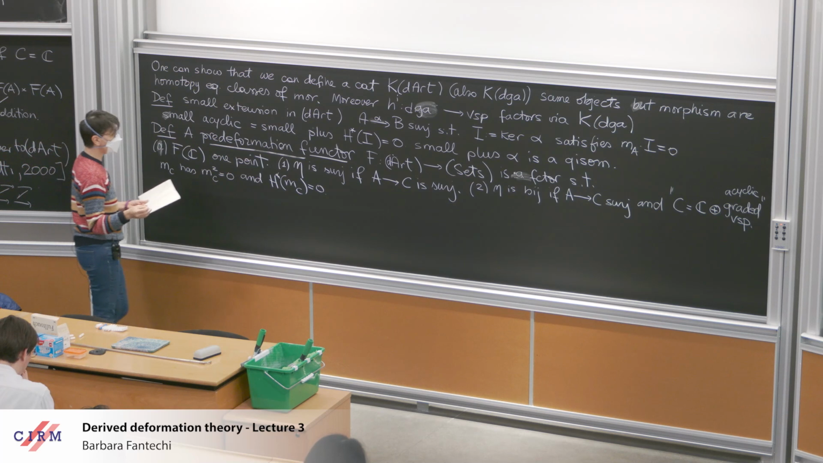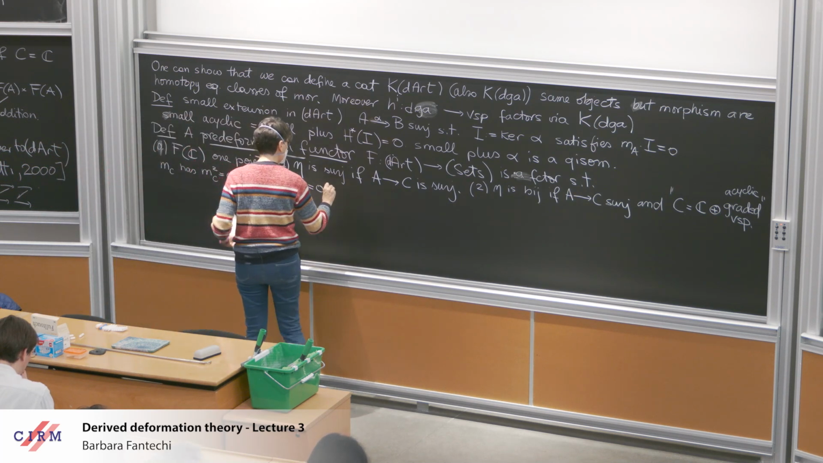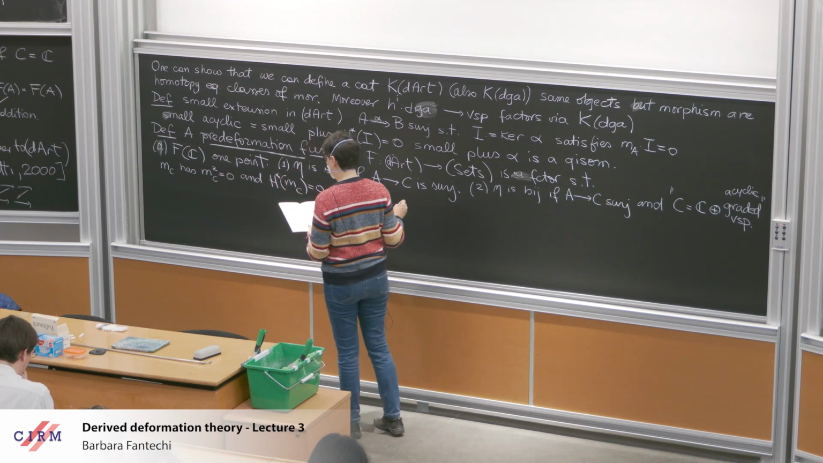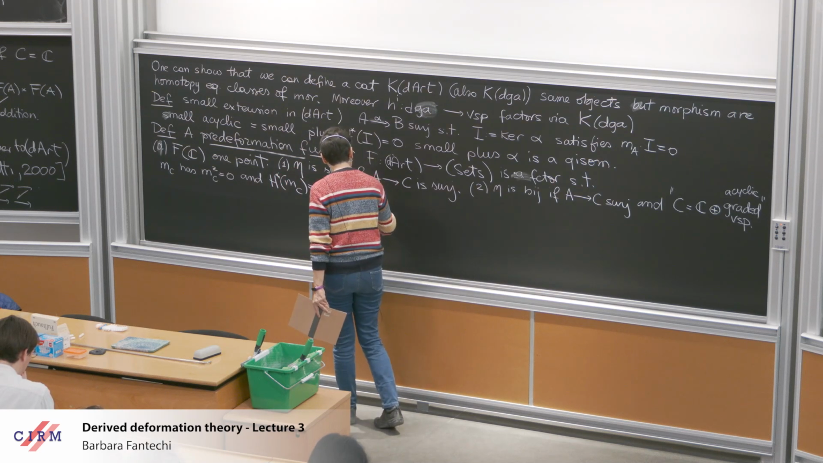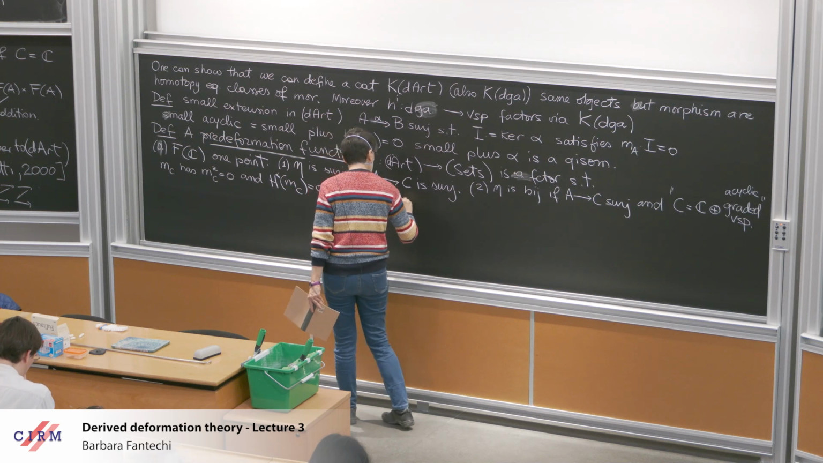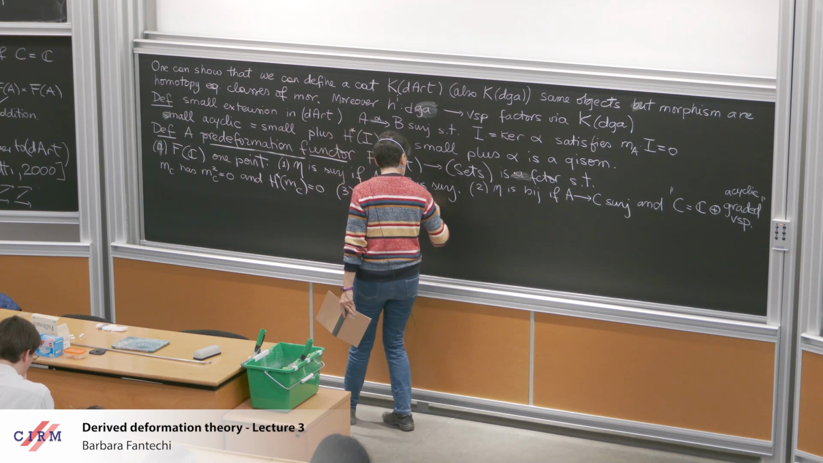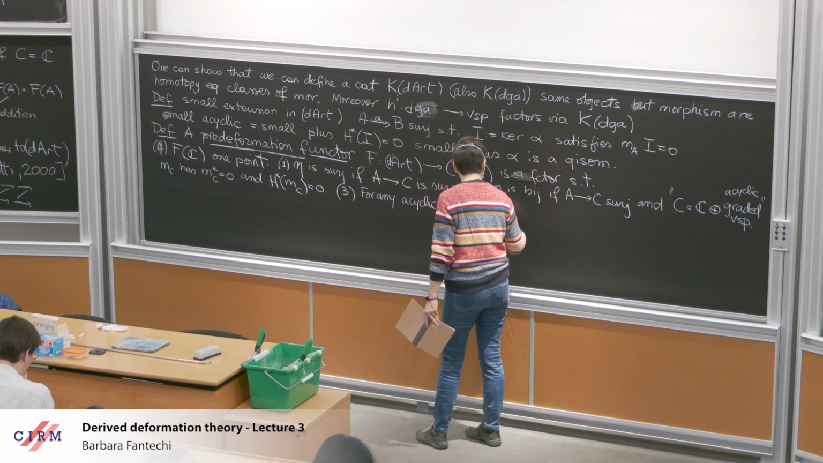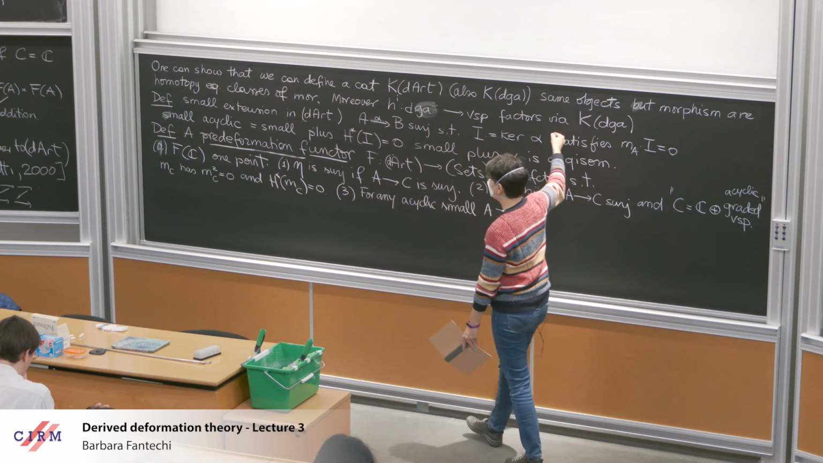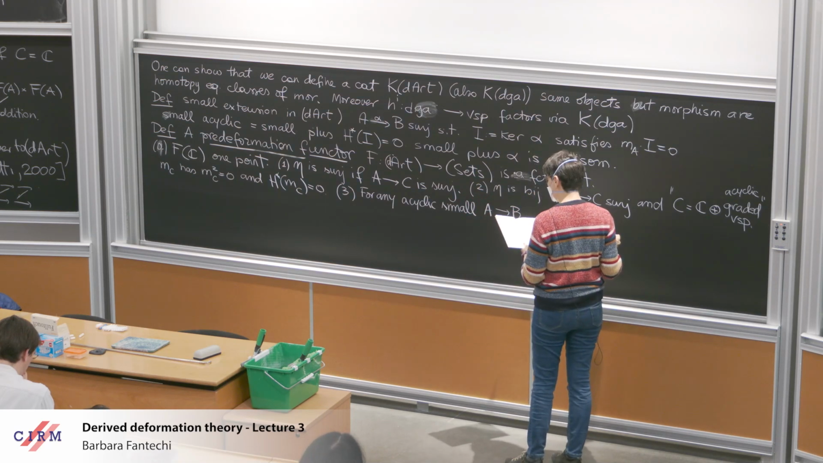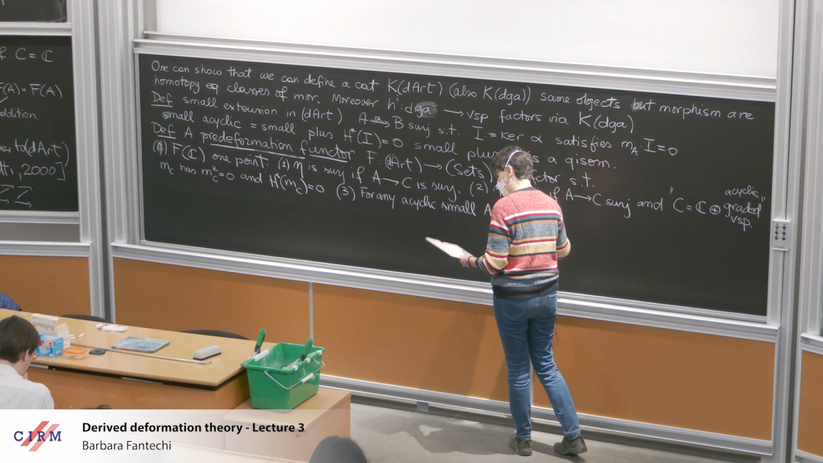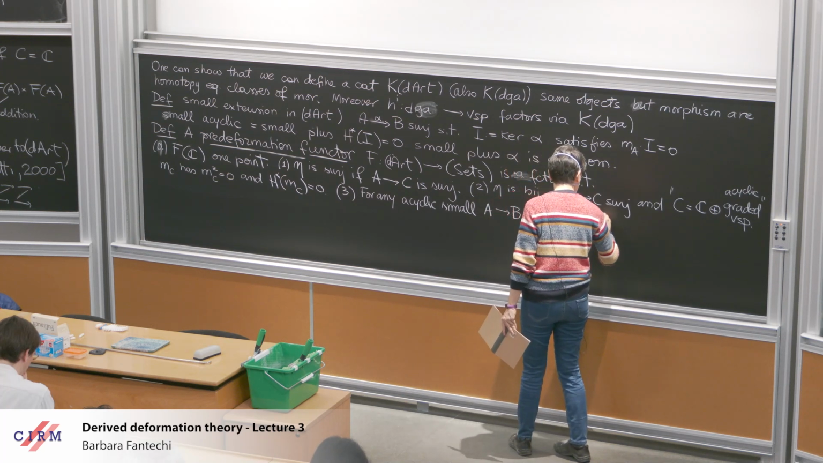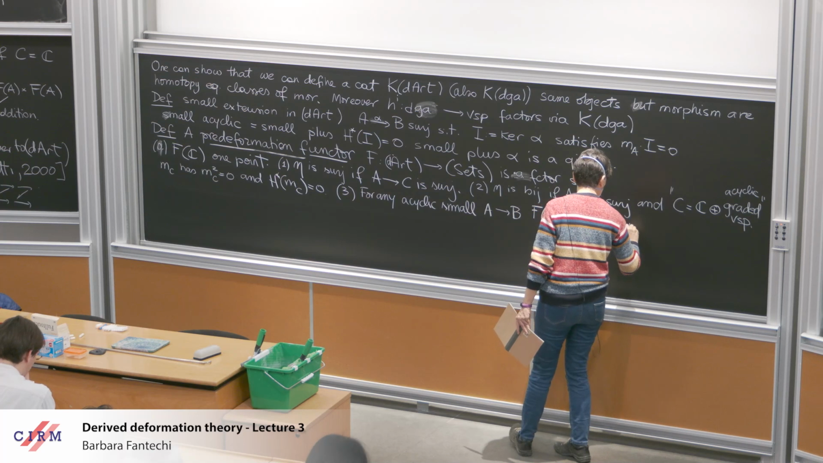And finally, I have a last condition. And the last condition is that for any acyclic small surjection A to B, as in the sense I just gave, the map f(A) to f(B) is surjective.